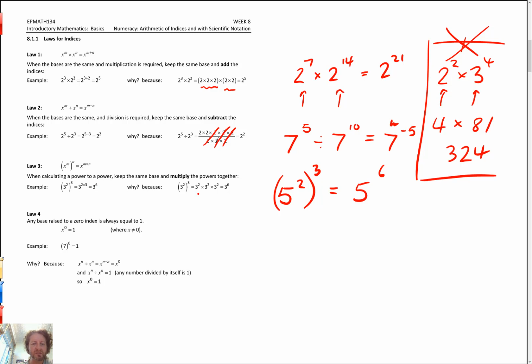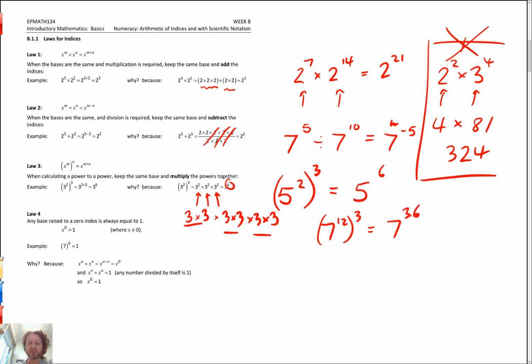Why? Because there's 3 squared and 3 squared and 3 squared. If I times 3 squared by 3 squared by 3 squared, well, that's 3 by 3 by 3 by 3 by 3 by 3. These 3 lots of 2 just makes up 6. So law 3 will always work. Again, if it's horrible numbers, 7 to the 12 cubed, well, okay, 12 by 3, that's 7 to the 36. So these examples, we don't do these write it out bit. This is just us explaining why it works.